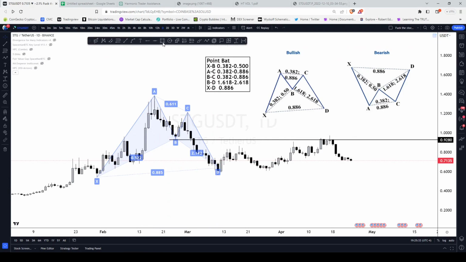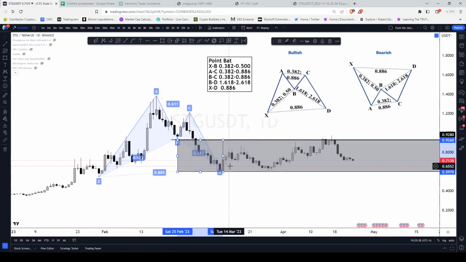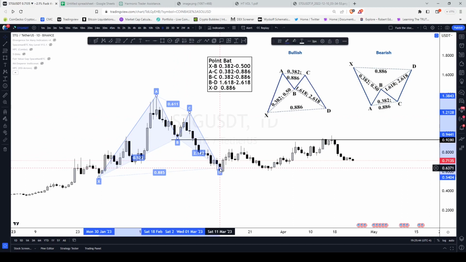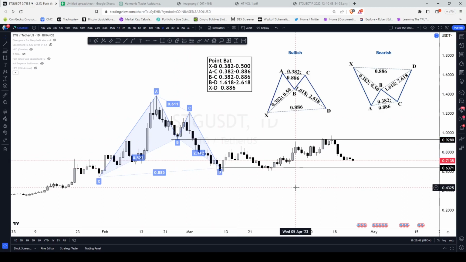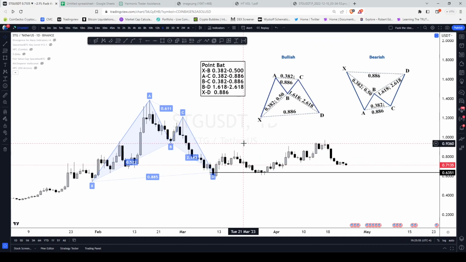This is like your trade management, or where you're looking for a trade and identifying the trade. Once you have these points here, that's when you start to look for your D point. So you would mark off, for example, that 0.886, and that's when you start looking for your reversal point in that area to take a bid on this trade.